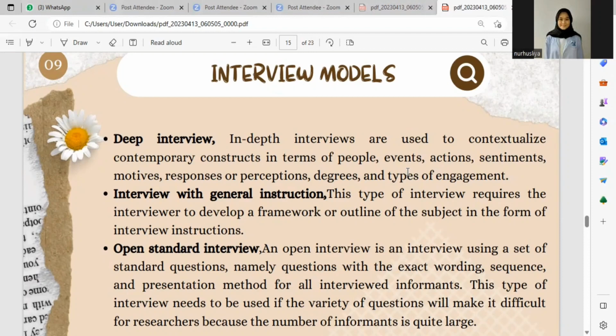And next, interviews with general instruction. This type of interview requires the interviewer to develop a framework or outline of the subject in the form of interview instructions. And next, open standard interview. An open standard interview is an interview using a set of standard questions, namely questions with the exact wording, sequence, and presentation method for all interviewed informants.